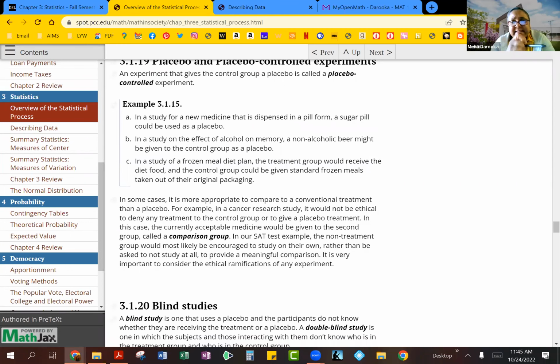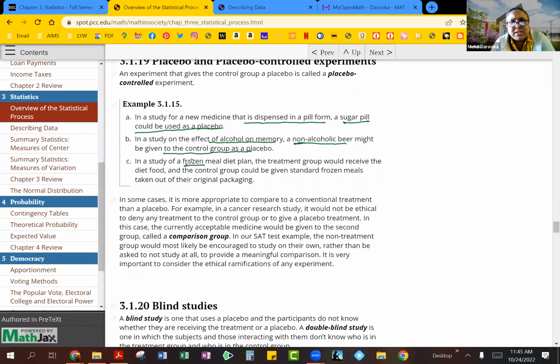So they're saying in a study for a new medicine that is dispensed in a pill form, a sugar pill would be your placebo, right? So one group gets the real pill, the other one gets the sugar pill. In a study on the effect of alcohol on memory, a non-alcoholic beer might be given to the control group as a placebo. Since it's a non-alcoholic beer, they're not going to have the same effect as the treatment group, who would obviously be drinking alcohol to see how it affects their memory.